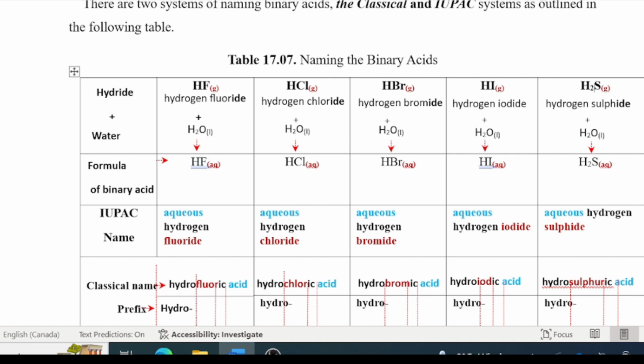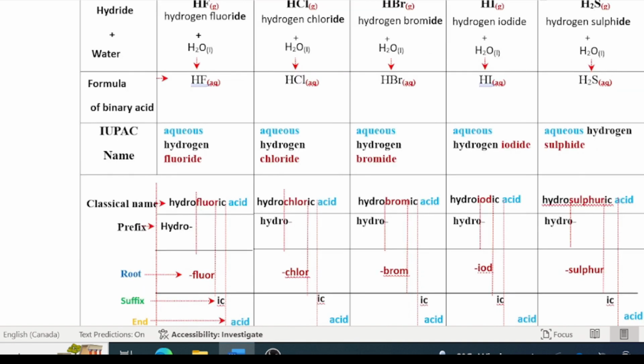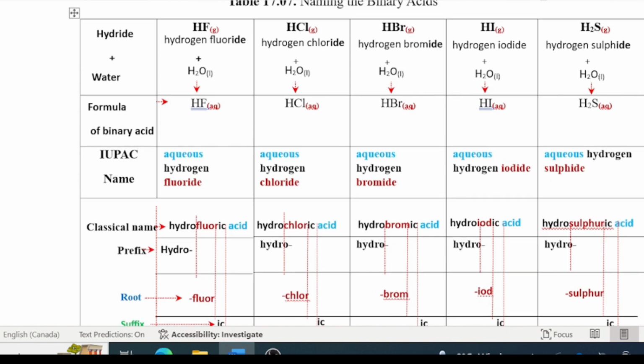Okay, let's see how you name them in two different ways. The IUPAC system, that is the International Union of Pure and Applied Chemistry. We discussed that already when we named compounds. You're going to say aqueous hydrogen, whatever the thing is. So if you see this gets dissolved in water, and you see that aqueous sign here, you know now all these are acids, okay? So be mindful of that. When you see the aqueous sign with these nonmetals here, and they have a hydrogen here, note that an acid is formed, all right? So you were just going to say aqueous hydrogen fluoride.